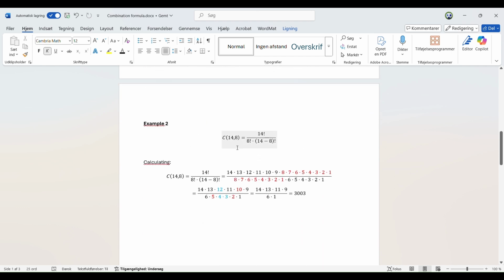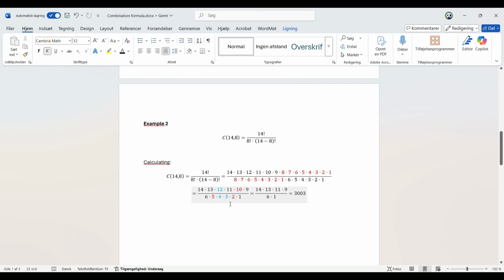Example 2. This time we've got 14 choose 8. We have put it into our formula here, and if we would like to calculate it, we could write it out once again. So 14 factorial would be all of this up here, from 14 down to 1, and then we can write 8 factorial, that would be 8 down to 1, and 14 minus 8 equals 6, so that would be 6 down to 1. Everything is multiplied, and once again I've color-coded the numbers that equal each other in the numerator and denominator, and we can let them go, and then we are left with everything else, the black numbers here.